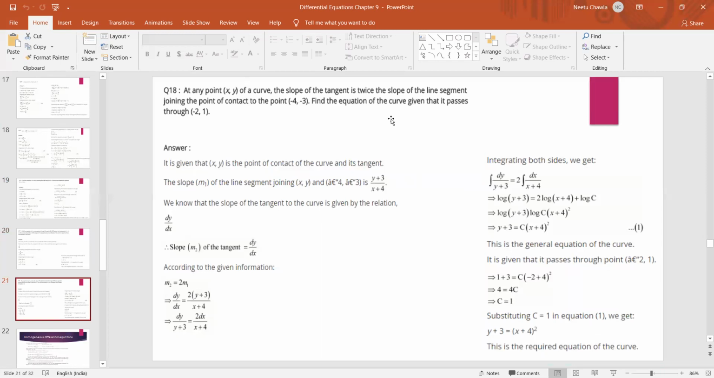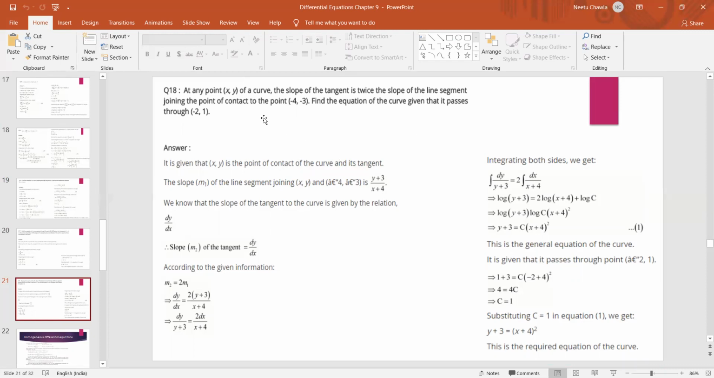And your question number 18. At any point x, y of a curve, the slope of the tangent is twice the slope of the line segment joining the point of contact to the point minus 4, minus 3. Find the equation of the curve given that it passes through minus 1 and 2. So we are given that the slope of the tangent is twice the slope of the line segment joining the point of contact to the point minus 4 and minus 3. Let the point of contact be x and y.